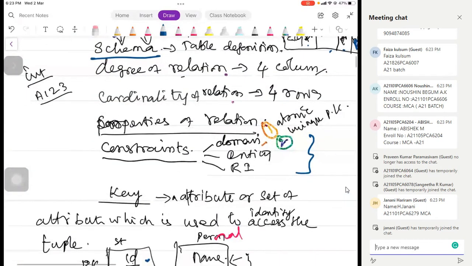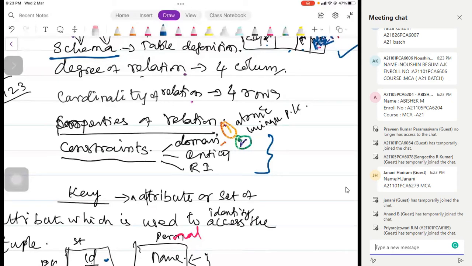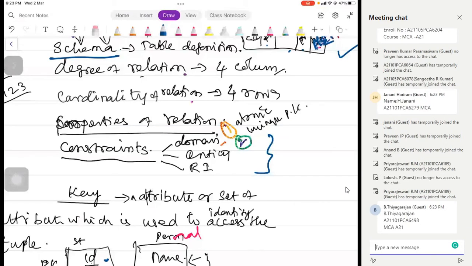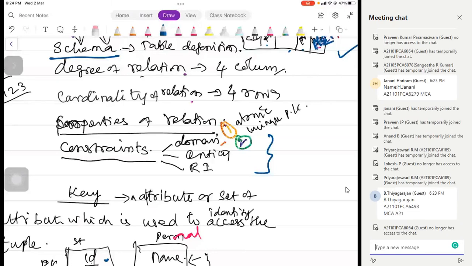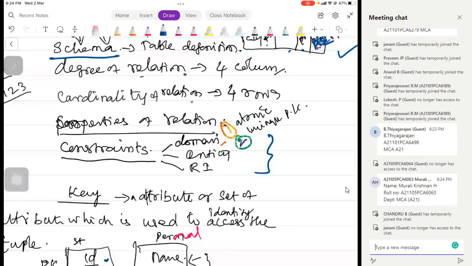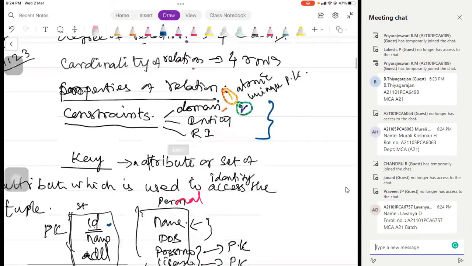Then properties of a relation. What are the properties of the relation? See, it should have some constraints. Once you want to create a relation for a particular scenario, you should follow some constraints. That is domain constraint, entity constraint, where a unique primary key should be there, and referential integrity is also there. So what all the constraints are, we'll see one by one.